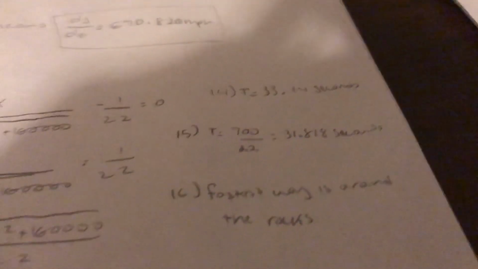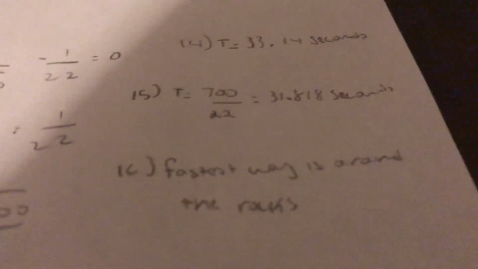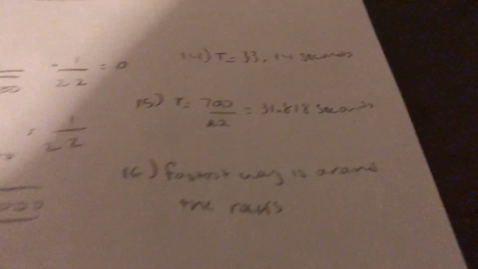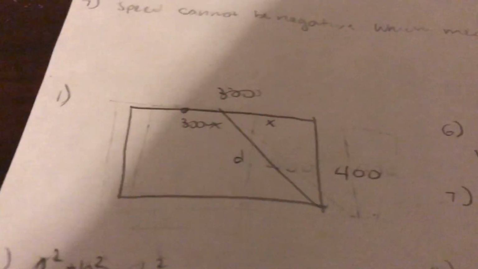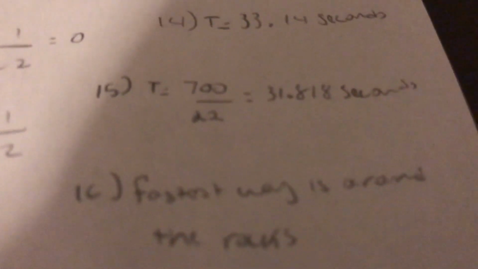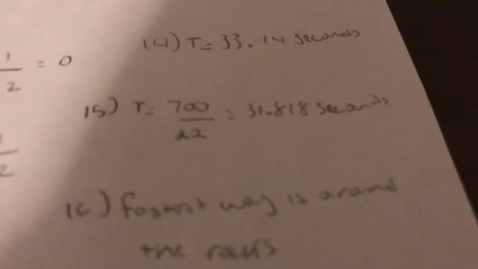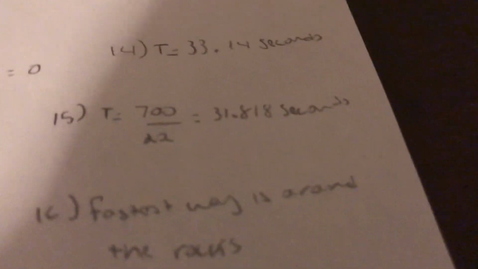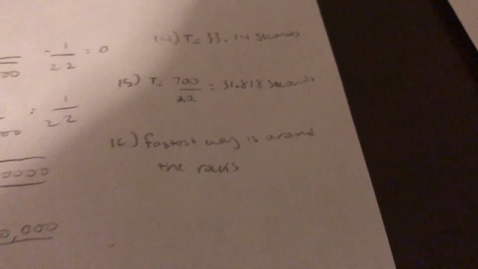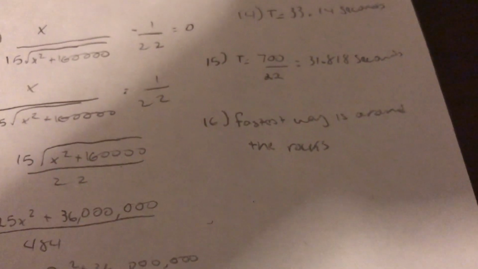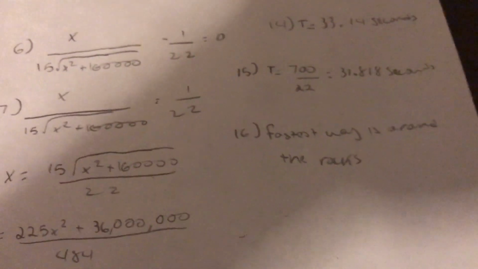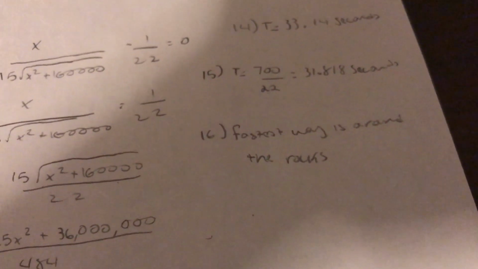But if you want to figure out the time without going through, and just going around, you just add up the 300 plus the 400, and then you get 700, and then divide that by the 22, because that's how fast I can walk or run, and then you get 31.818 seconds, which shows that if I want to outrun Officer Clifton, I gotta go around the rocks.